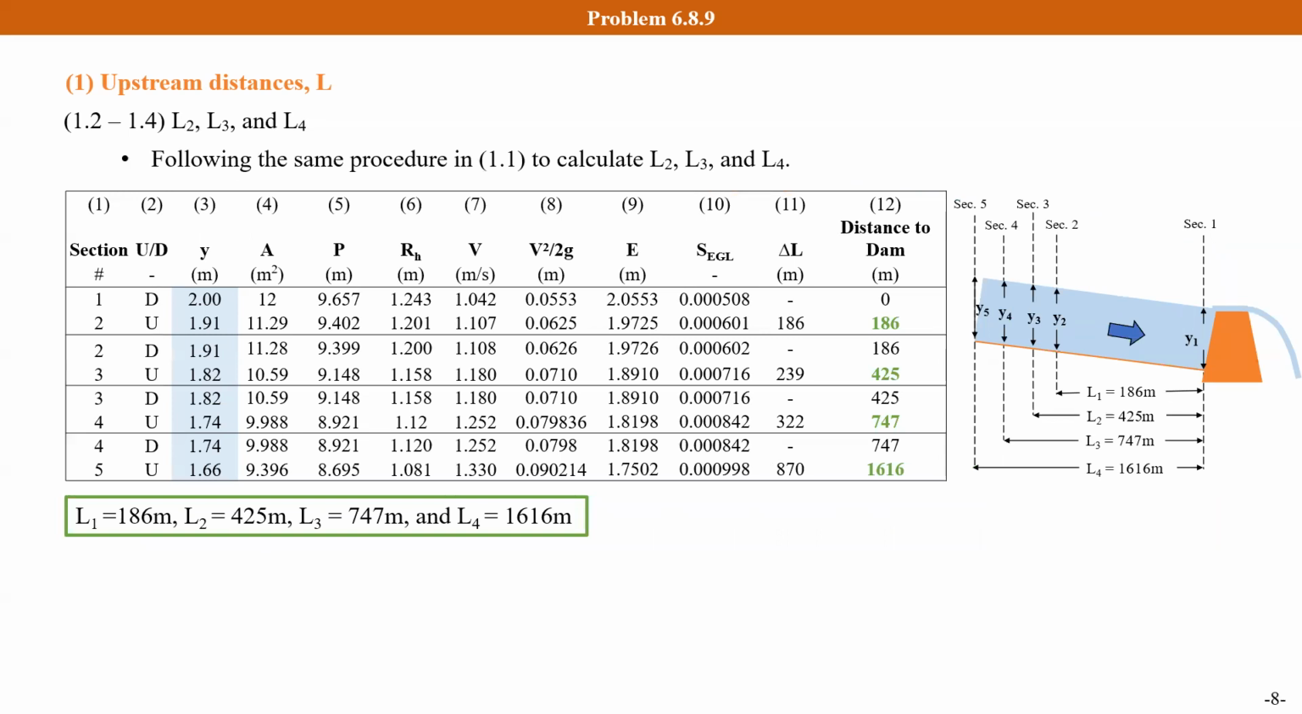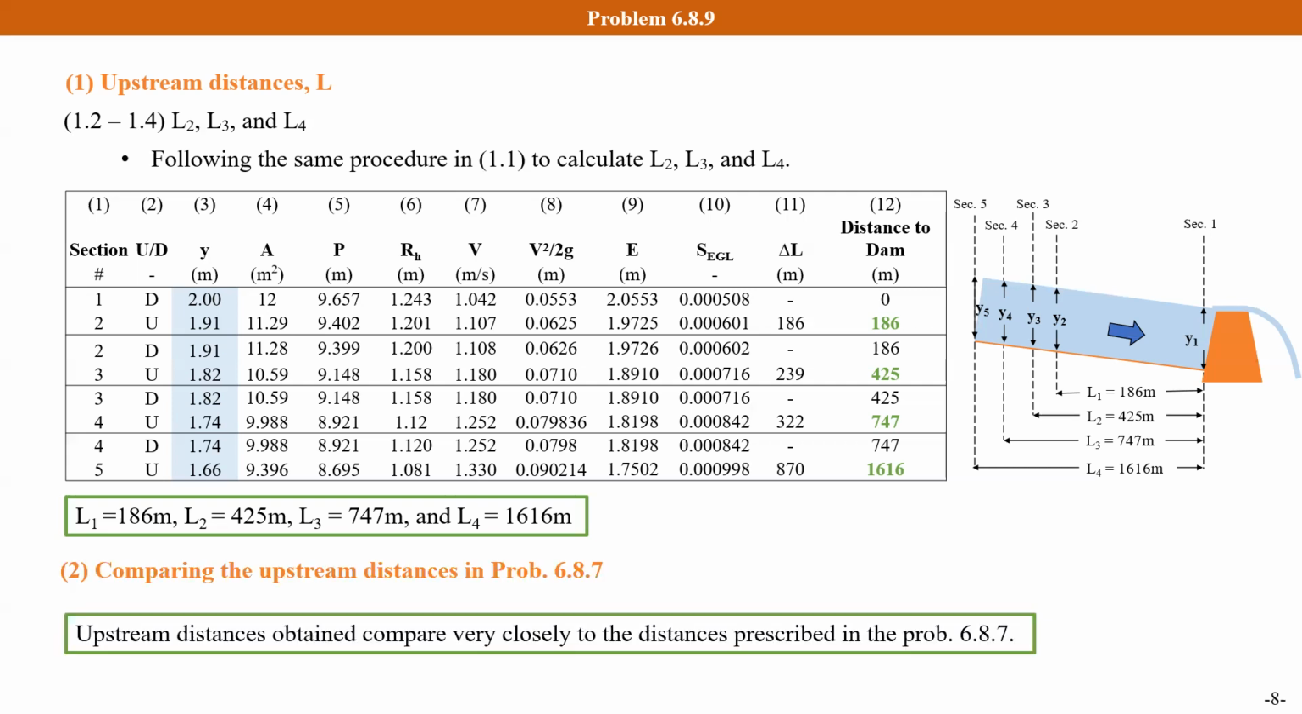After repeating the same procedure to calculate L1, we can complete this table and get the values of L2 to L4. We can compare these values with what we have in problem 1, and we will know that the upstream distances that we calculated are very close to the distances prescribed in problem 1.